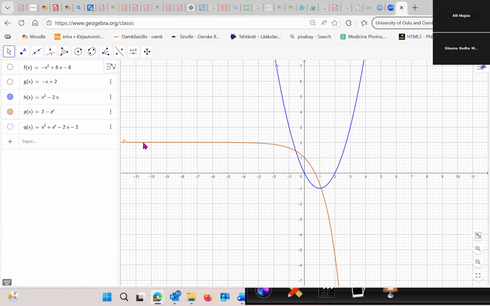About 1.3, this area. It makes sense, yeah. About 1.3.